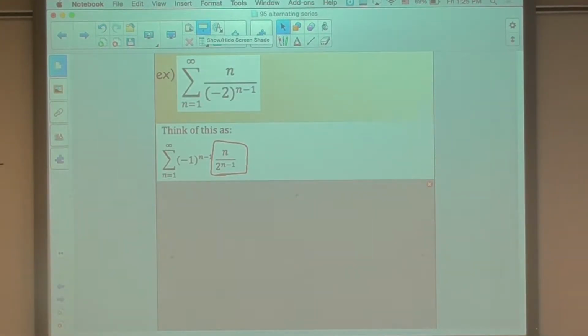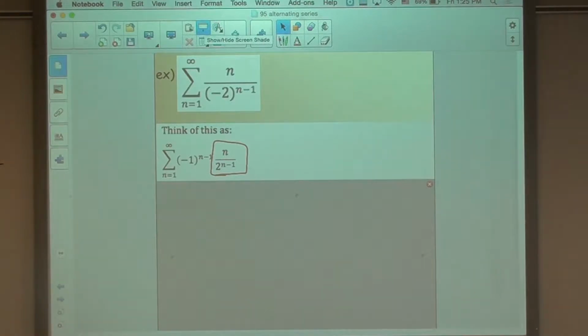Take a look at n over 2 to the n minus 1. For all values of n starting with 1, is it always positive? Yeah. What is the limit going to be? 0. How do you know? There you go. That was really fast. Okay.